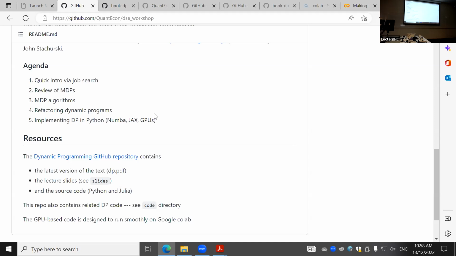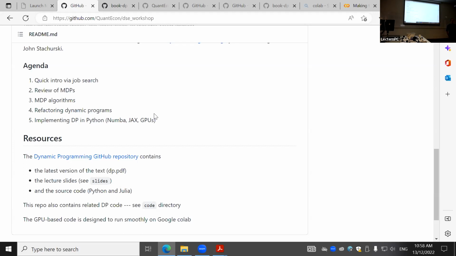We'll also look at implementing dynamic programming and implementing some algorithms. And I'll show you some fun things using Python and GPUs, hopefully, if I can get this computer to collaborate with what I want to do. But before we get there, I need to give you some background.